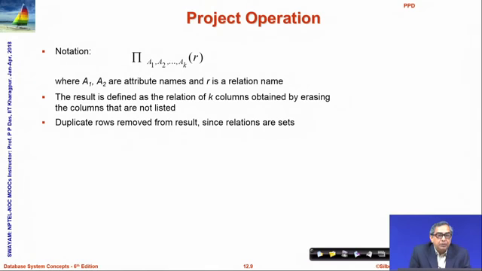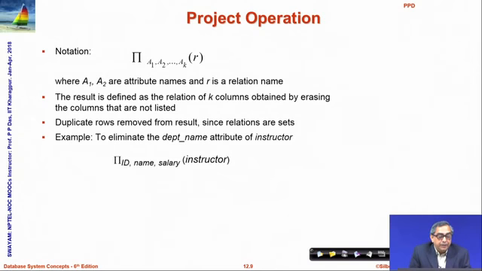Here we are talking about the formal relational algebra, where it is purely set theoretic. So, duplicate rows on projection will be removed from the result. We have an example from the instructor relation we had seen earlier. We are projecting ID, name and salary. So, we are removing the department name, which also exists in the same relation.